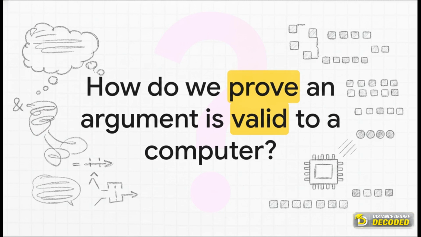How do we actually prove to a computer that an argument is valid? You see, when humans talk, we use complicated sentences glued together by words like and or if then. But a computer literally has no concept of English statements. It only understands symbolic representations and their associated truth values.